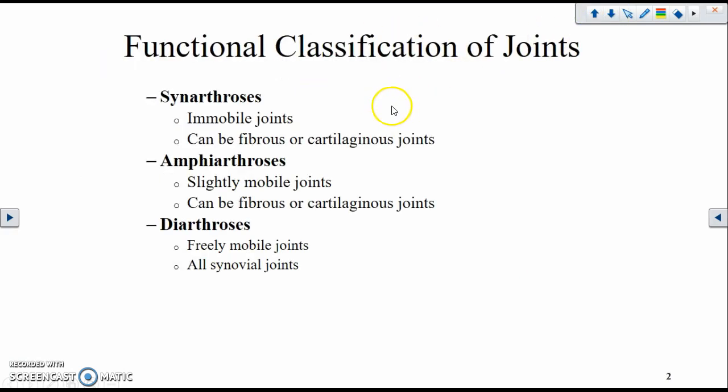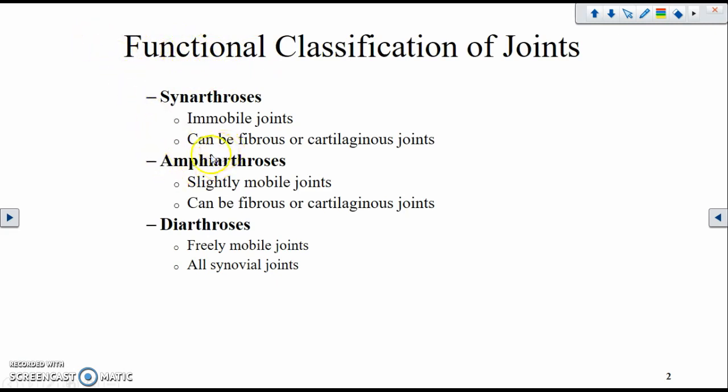The other way that you can classify joints is by the movement that's allowed in the joints. So you can have synarthrotic joints, synarthrotic meaning no movement. Your frontal bone is connected to your parietal bone through the coronal suture. If you push on your frontal bone right now, there should be no movement. So that is a synarthrotic joint.